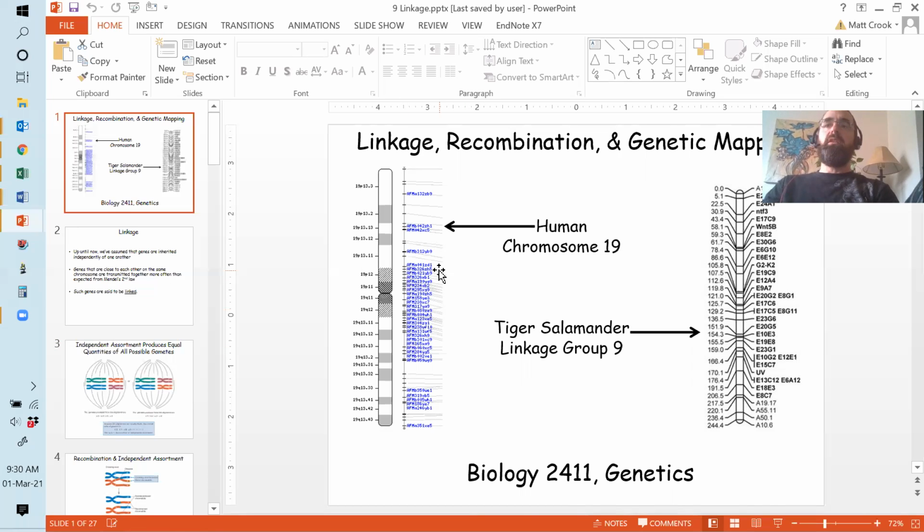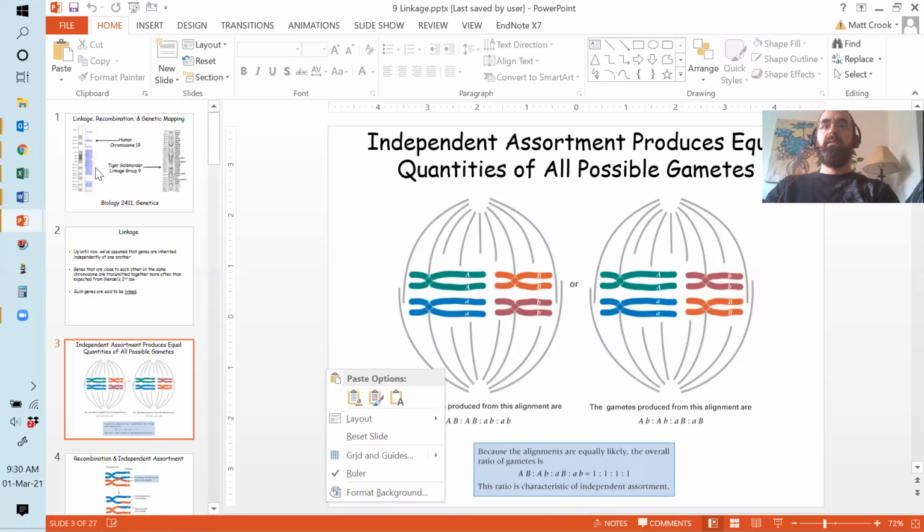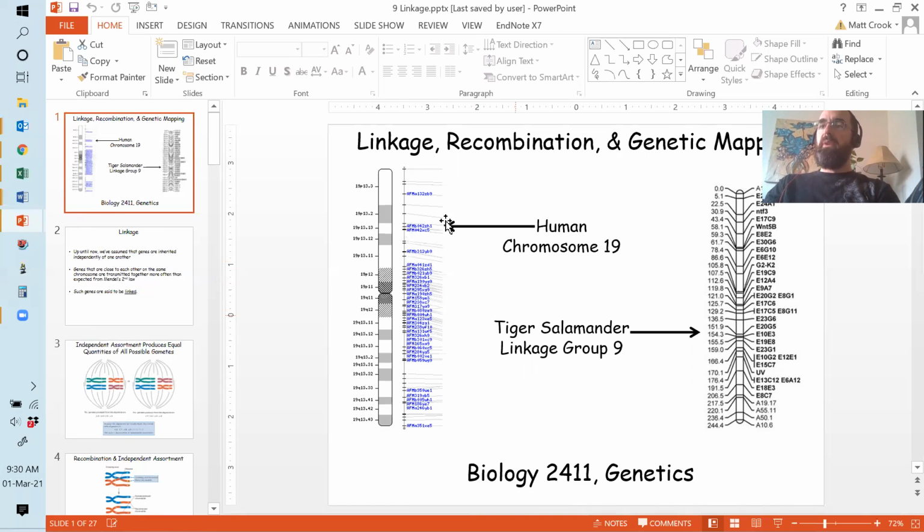And so if you're looking at traits that are controlled by genes that are on this chromosome, then you'll not have independent assortment of all possible gametes. And the reason is that you have to rely on recombination to separate those different alleles in meiosis, right? To get that jumbling of alleles. If they're very close together, that might not happen and they'll travel together, right?